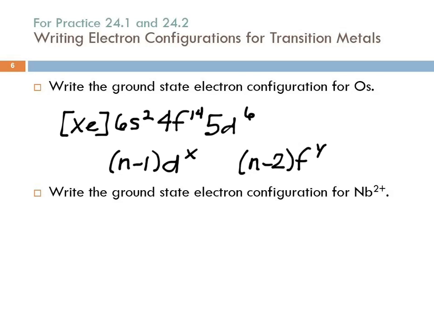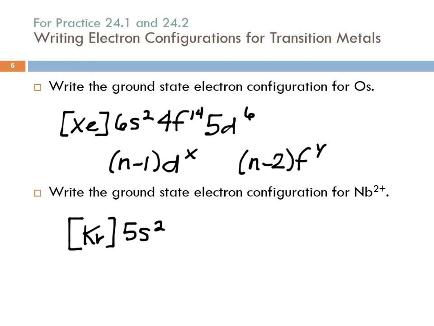So how about niobium 2+? Well, anytime you're doing an ion, you want to start with the atom. Nb, there he is, number 41. So, 5th period. Previous noble gas, end of the 4th period: krypton. Kr, krypton. And then after krypton, we're going to period 5. So we're going to have 5s2.